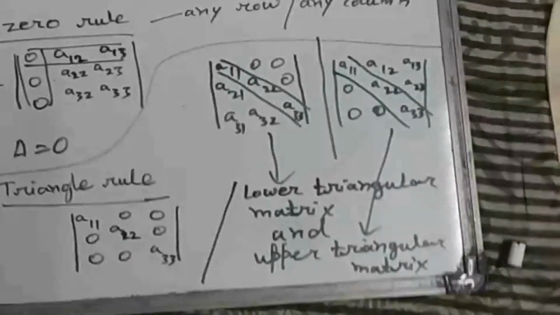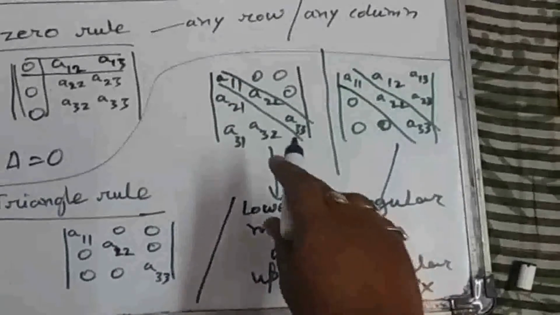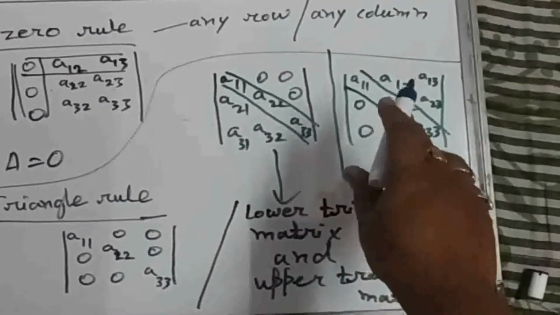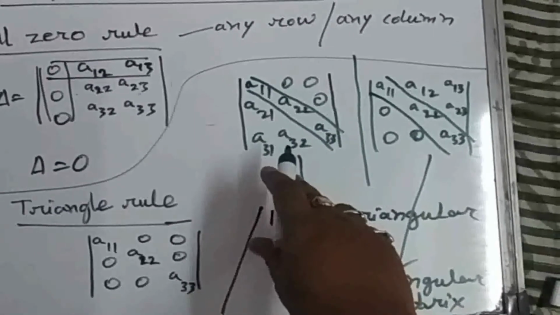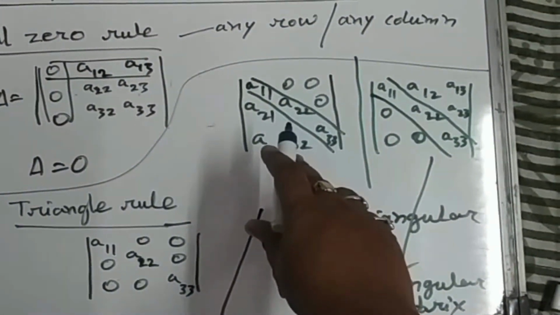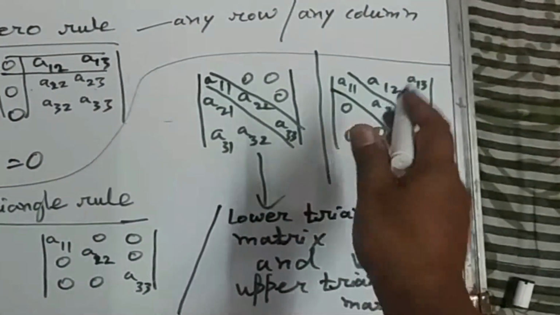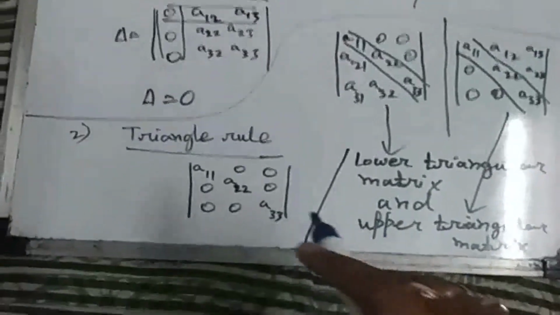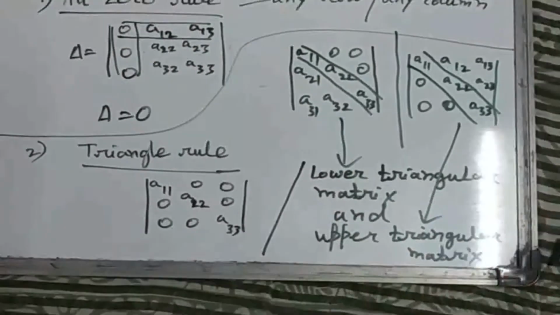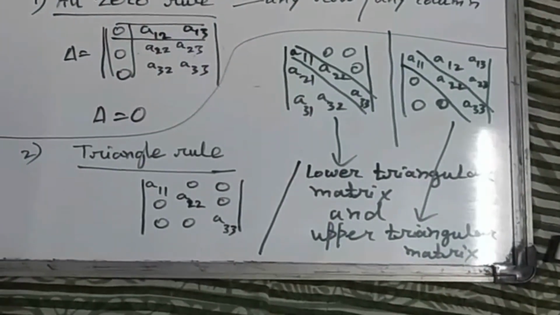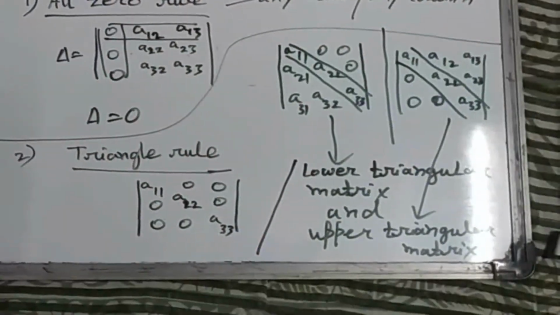Okay, left side this one is lower triangular, this is upper triangular. From a lower triangular matrix you can get a lower triangular determinant, from an upper triangular matrix you can get an upper triangular determinant. So this triangle rule is for these three things. So what is that? I will explain in my next video.